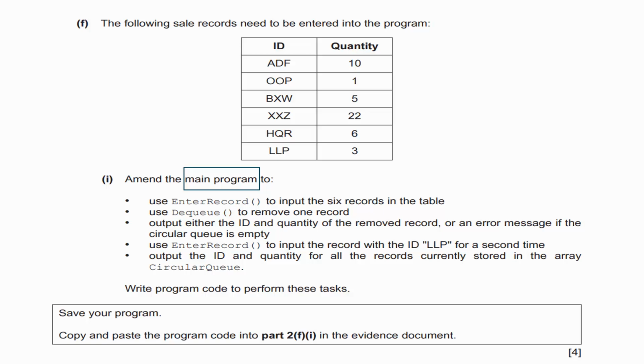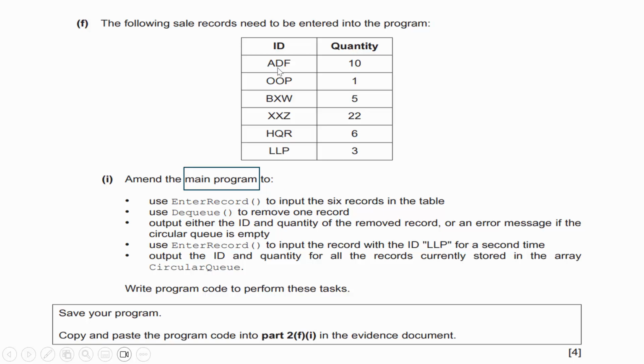Use enter record to input the record with the ID LLP for a second time. Output the ID and quantity for all the records currently stored in the array circular queue. So we're going to need to input LLP again because it shouldn't be stored. Here you'll notice it says to use enter record to input the 6 records in the table. Remember, it only holds 5, and they're going to want to see that full message that we just wrote, and we shouldn't be able to successfully add LLP.